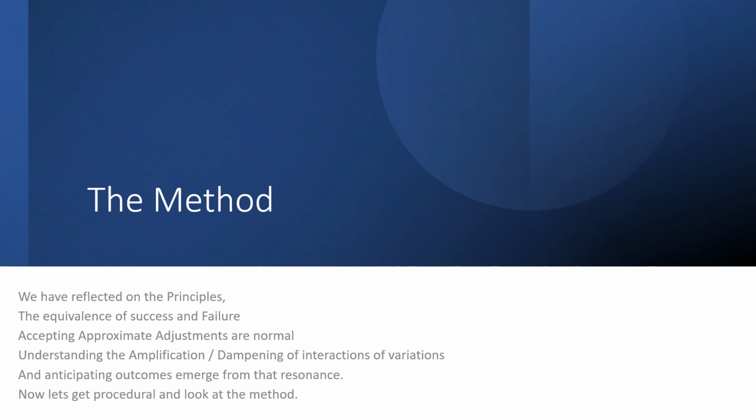So, we're a quarter of the way through this presentation. I'd like you to pause, go away and make yourself a cup of tea, because doing that will be quite significant. We've reflected on the principles, we've considered the equivalence of success and failure, we've accepted that approximate adjustments are normal, and we begin to understand the amplification and dampening of interactions of variables, and we began to consider anticipating outcomes that can emerge from that resonance. So let's get procedural and look at the method, but don't forget to make your cup of tea.